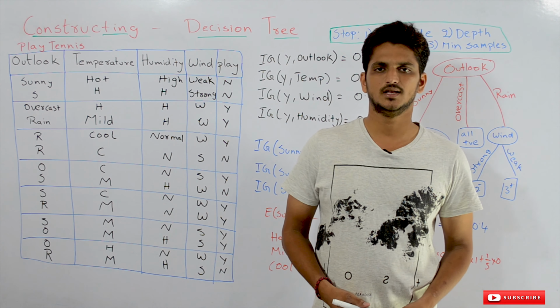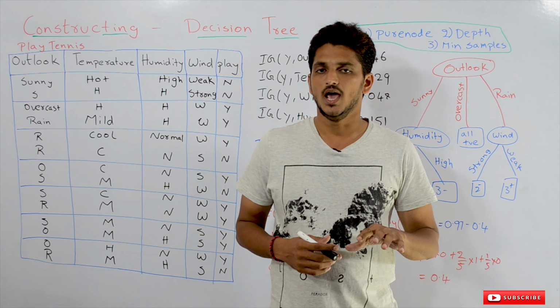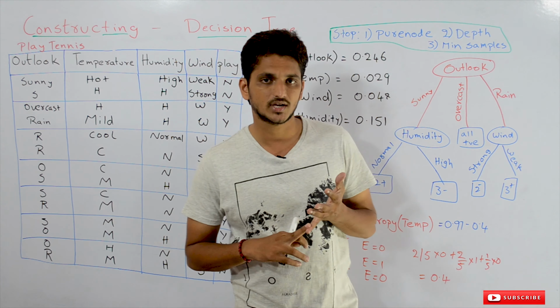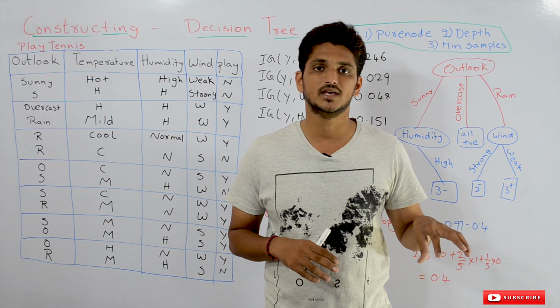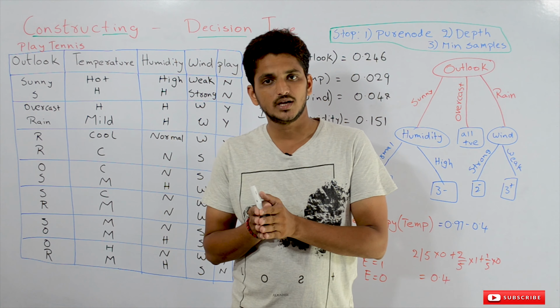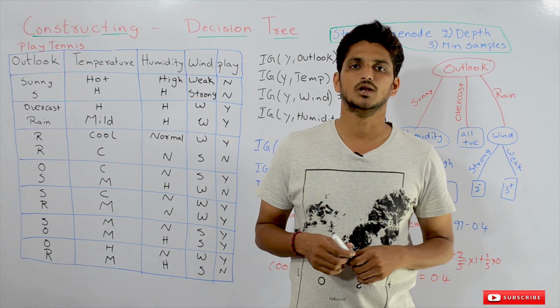I am Raghuveer. In this class, we will discuss how to construct a decision tree. In our previous classes, we already discussed how to calculate information gain and entropy. So please watch those classes and come back here, because we use the concept of information gain for constructing decision trees. The link for the playlist is provided in the description below.